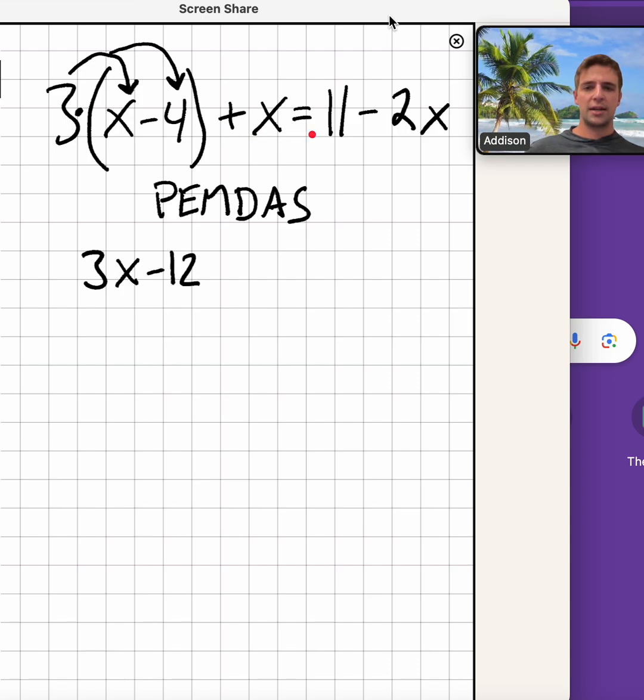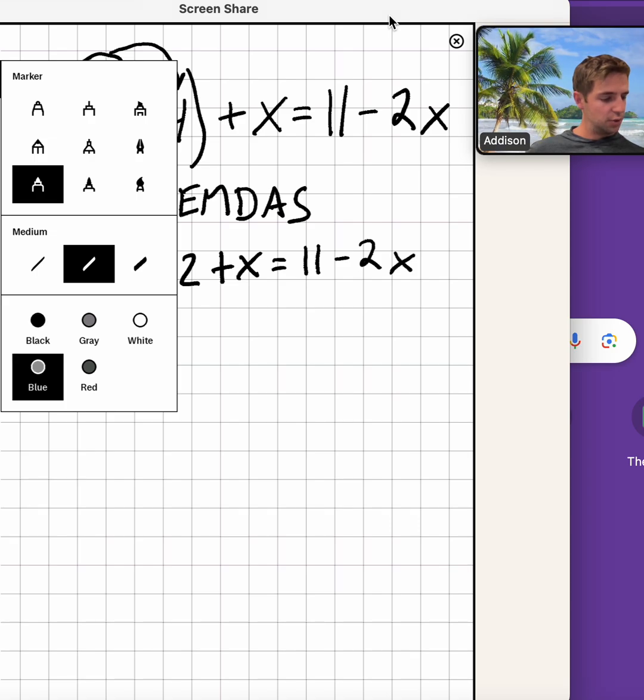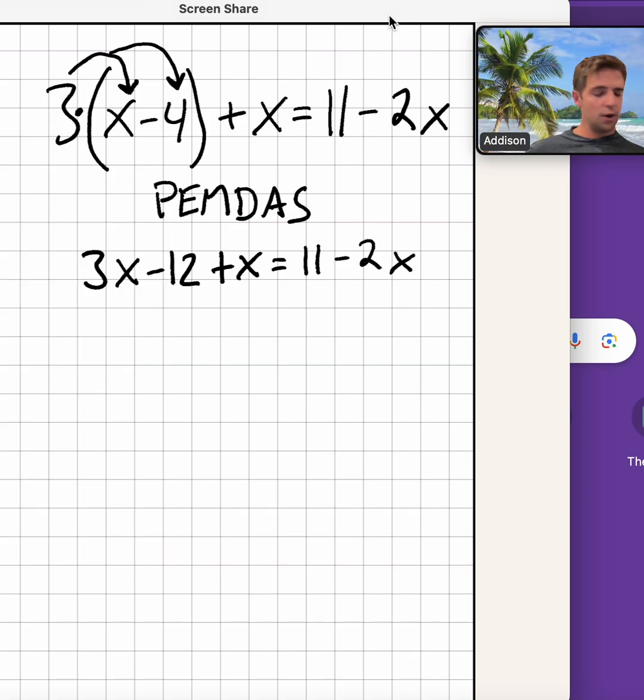Then I'm simply going to write down the rest of the equation since nothing happened over there. Plus x equals 11 minus 2x. Okay? Now, similarly, I have an opportunity to combine like terms, which I always want to take when I have it. So I don't have to do anything to either side of the equation in order to start to untangle this and make it simpler. I can simply combine 3x's here with 1x.